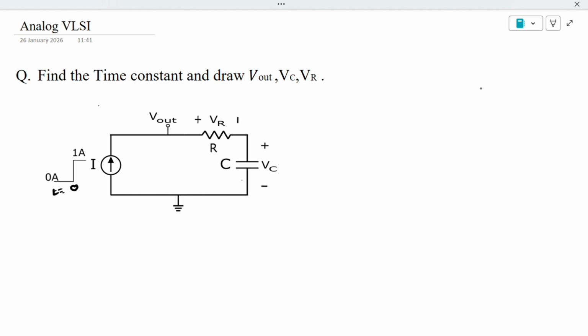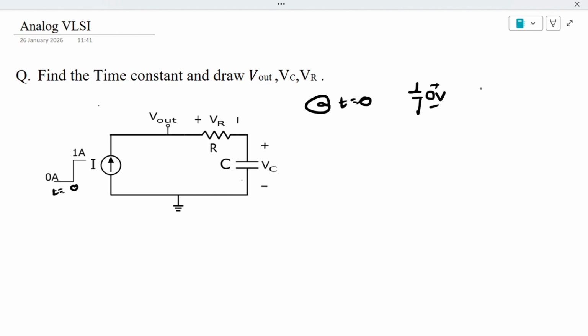We have to build a strong understanding of how these RC circuits react with a current source. This kind of analysis will be very useful in designing circuits for an analog VLSI engineer. So let's try to solve this. At t is equal to 0, what will happen to the circuit? At t is equal to 0, we know that the capacitor has 0 volt.